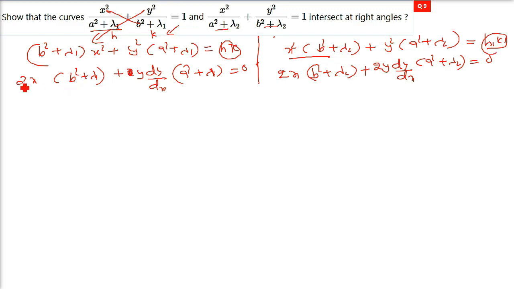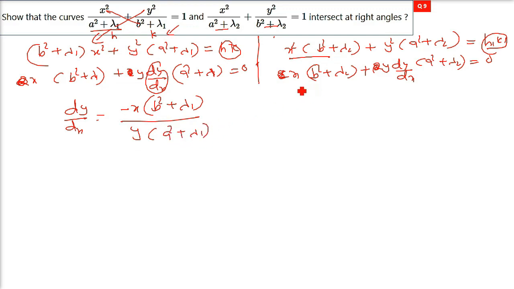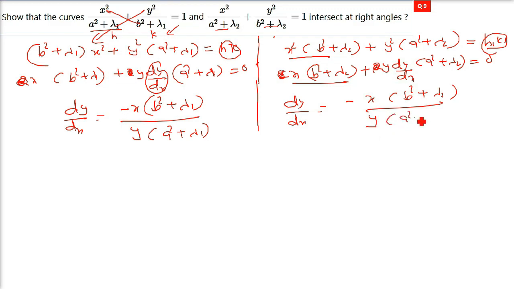Now this 2 you can cancel everywhere on both the equations, because you can divide everything by 2. You are going to get away with this too. Now dy by dx, you know already how to do this. On the right you can take minus x (b square plus lambda 1), and whatever is with y goes to the denominator. Similarly here, for dy by dx, whatever is the first term will go on the right with the negative sign, and whatever is with y dy by dx goes to the denominator on the right hand side. So it is y (a square plus lambda 1). So this is m1, this is m2.